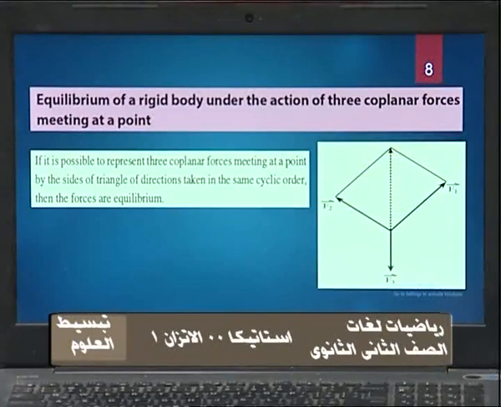Okay, we have here three forces, F1, F2 and F3. All of them intersect at a point and all of them act on a body here. And we would like to draw a triangle representing the three forces.